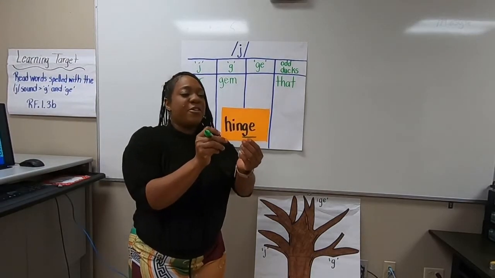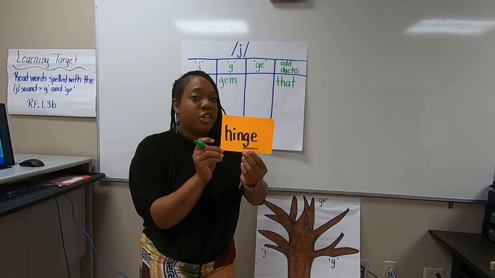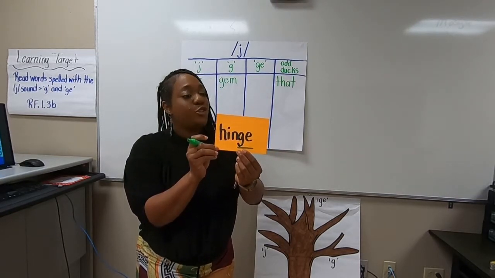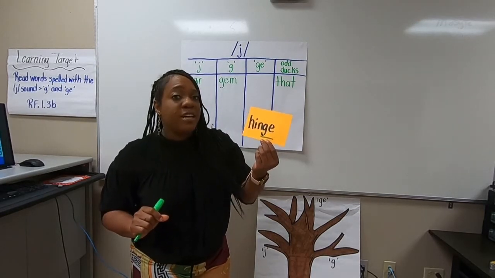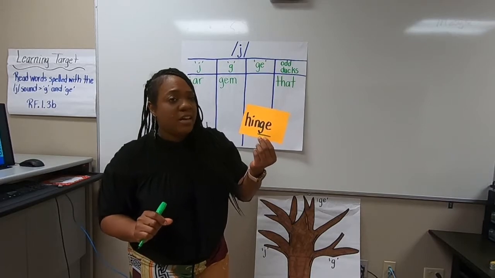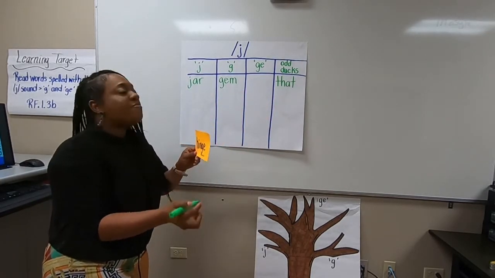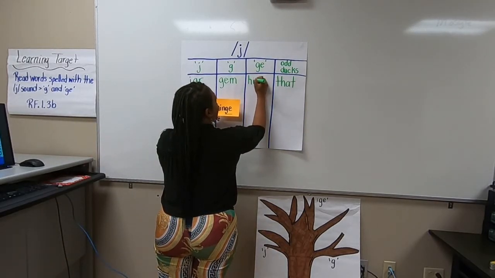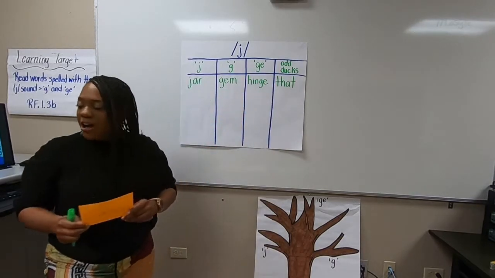Here's our next word. Hinge. Hinge. Do you hear the J sound? You sure do. And it is spelled with G-E at the end. So where is it going to go on our chart? Very good. It's going to go under the G-E. Very good. Hinge. You guys are doing an awesome job.